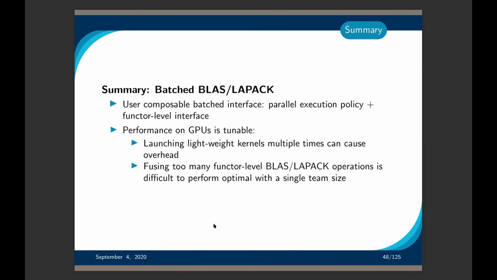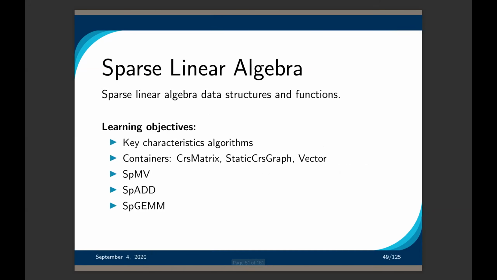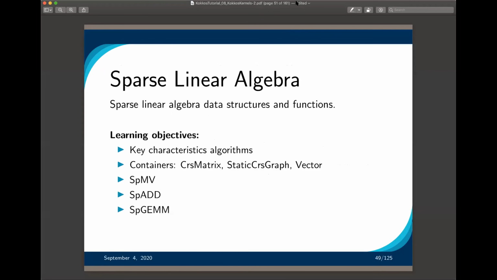I mean the functor level kernels can perform in a similar fashion. In the BLAS, we have level 1, level 2, level 3. They have different levels of parallelism. You can group them together and then put them in the single parallel for, and then you get the better result. This is done. And next, Luc is going to talk about the sparse linear algebra.